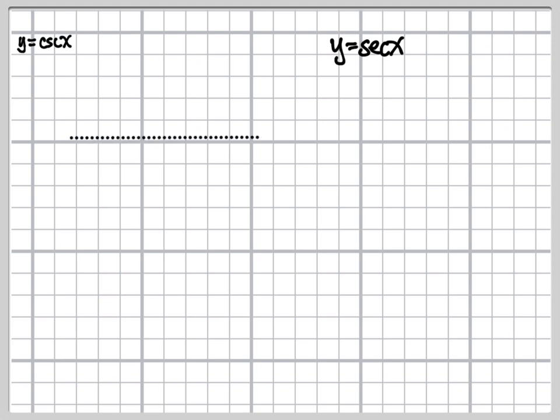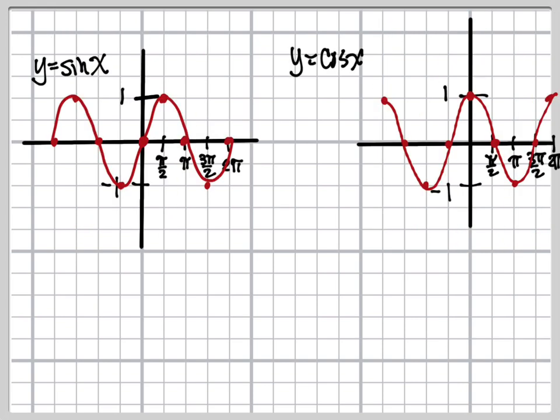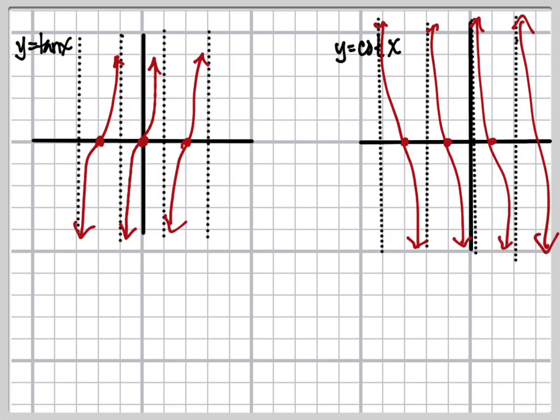Okay, so these actually will have asymptotes as well. And they're going to occur, that is the asymptotes, at every location that the corresponding sine or cosine graph had an x-intercept. So over here, sine of x has an x-intercept at the origin. So its reciprocal, which is cosecant, is going to have a vertical asymptote at the origin.